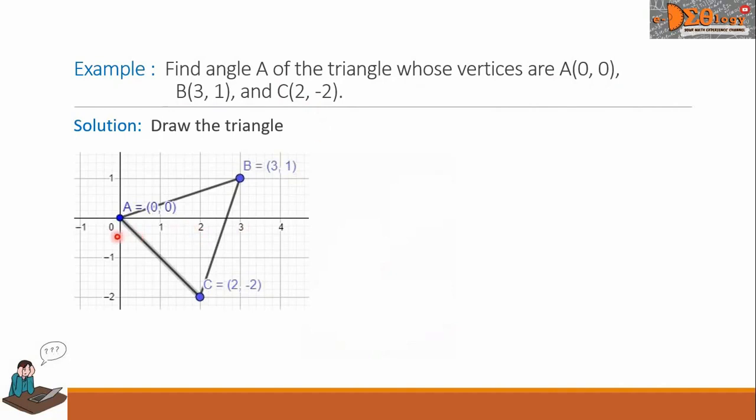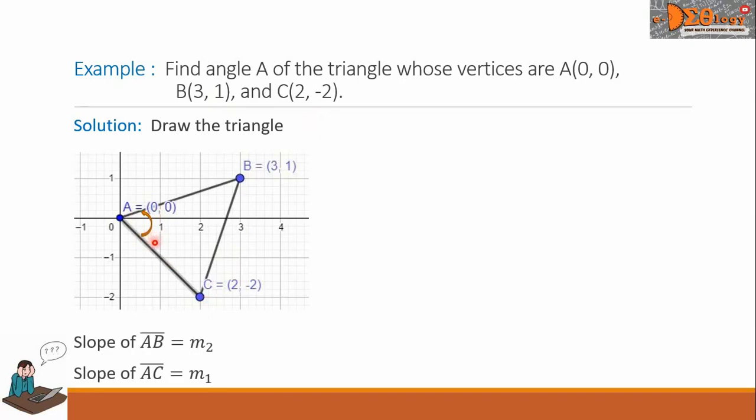Here is our triangle. The first point A (0, 0) is here. The second point B (3, 1) is here. And the point C (2, negative 2) is here. We are looking for this angle here that is generated counterclockwise based on our formula later.